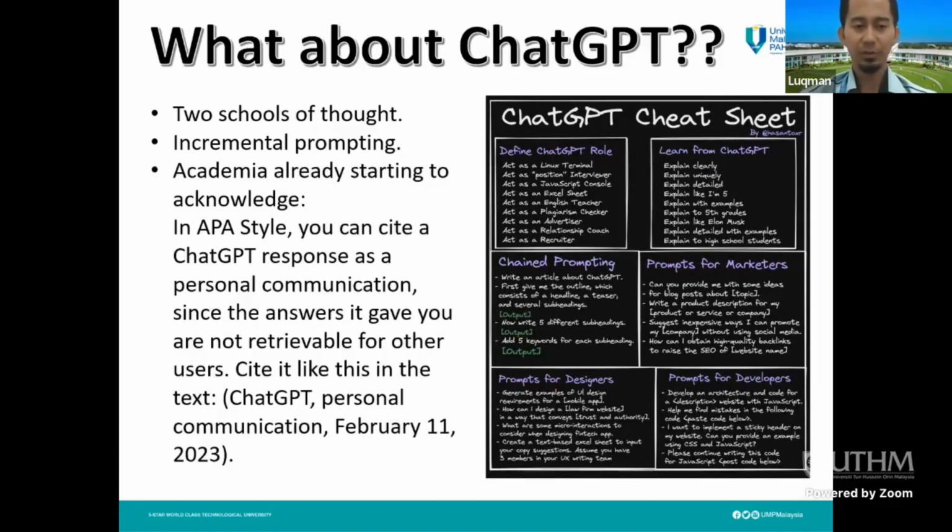Just so you know, academia is already starting to acknowledge ChatGPT. For example, APA writes that you can cite a ChatGPT response as a personal communication, since the answer it gives is not retrievable for other users, which is true. Cite it like this: ChatGPT, personal communication, February 11. There's already an APA style formatting; they acknowledge ChatGPT. Others I'm not really sure. Personally I have never used it for a paper, but for grant publication, there's an intro on how to define my topic, and I use ChatGPT.